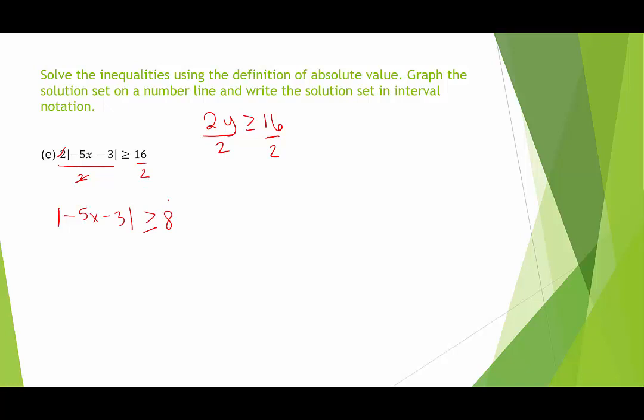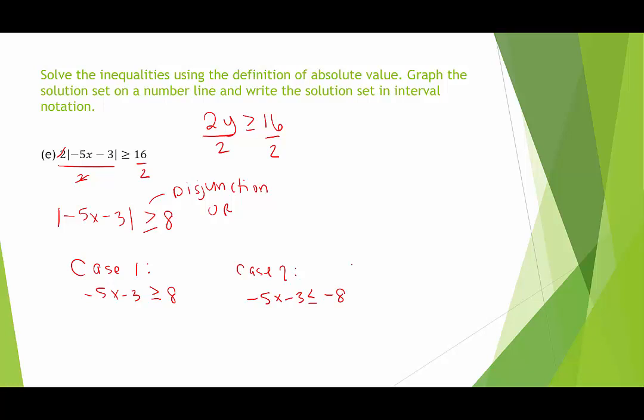Now that the absolute value is isolated, since this is a greater than, we are talking about a disjunction. We're talking about things that are bigger than or equal to 8, or things that are less than or equal to negative 8. So this is an or situation, meaning we have 2 cases. Case 1, we would have negative 5x minus 3 is greater than or equal to 8. And case 2 would be negative 5x minus 3 is less than or equal to negative 8.